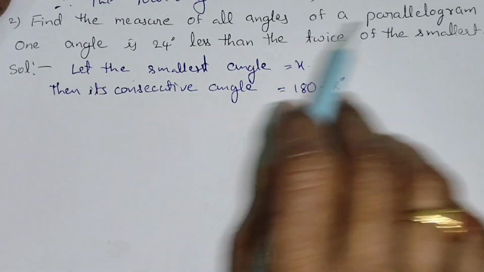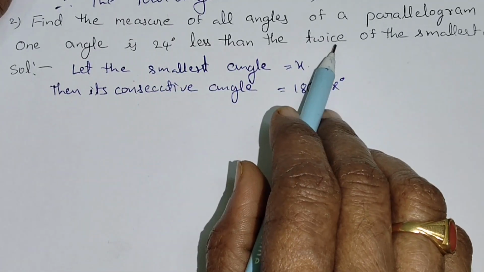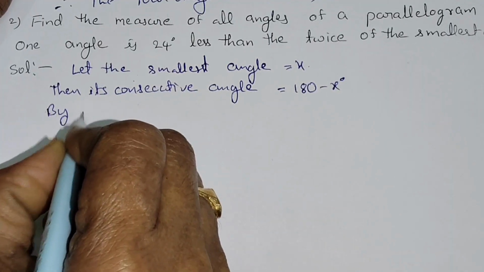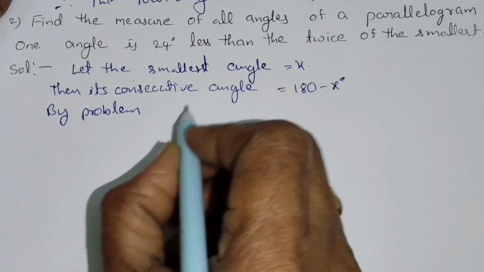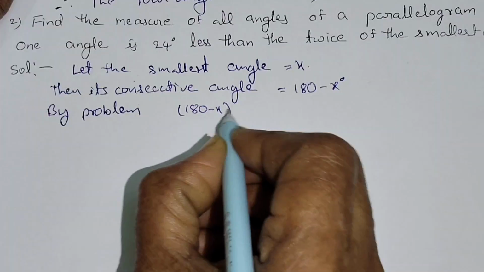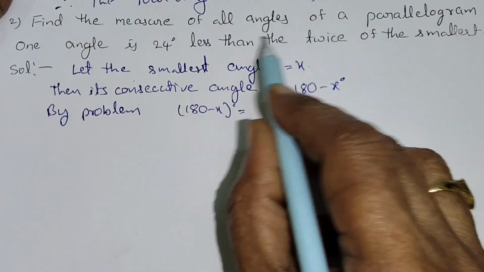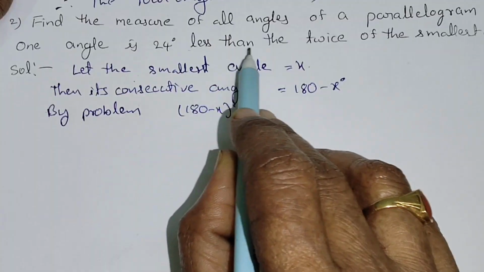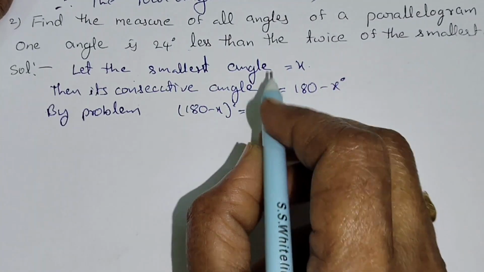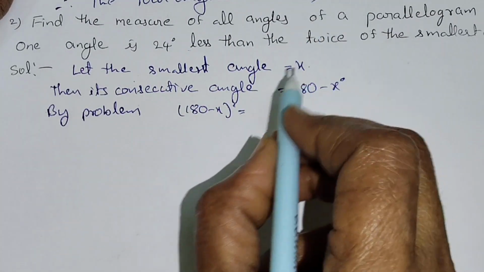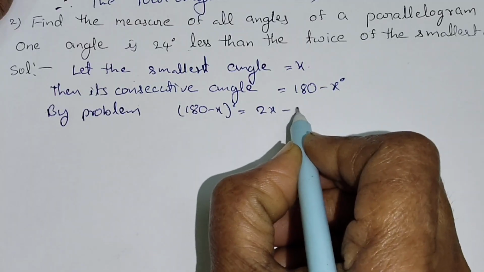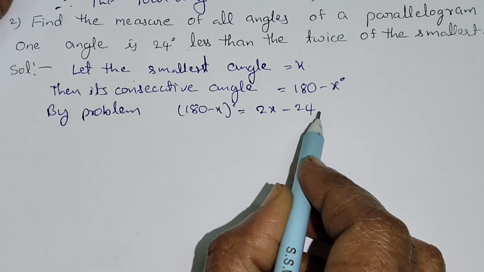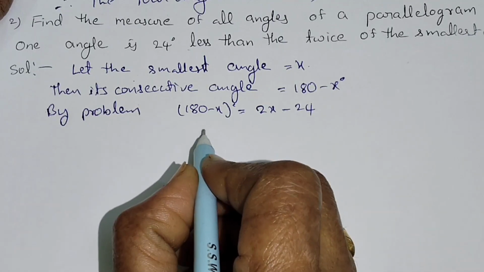By the problem, the angle is 24 less than twice the smallest angle. The smallest angle is x, so twice the smallest angle less 24 is 2x minus 24. So we write 180 minus x equal to 2x minus 24. Simplify and find the x value.